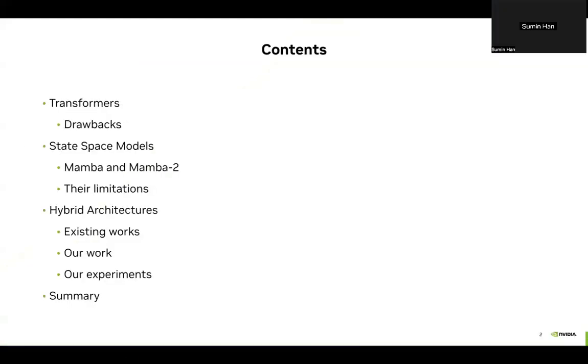So here are the contents for today's talk. First, I will briefly mention transformers and their drawbacks, and then I will talk about state space models, especially Mamba and Mamba 2, and their limitations. And then it comes to the hybrid architectures, including existing work and ours, and the experiments.